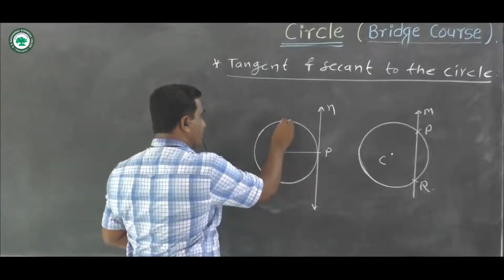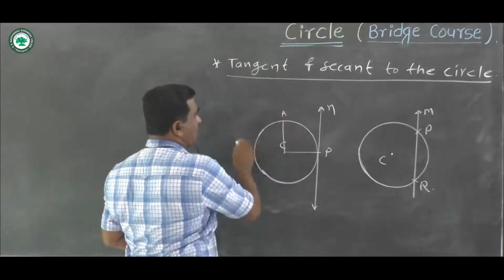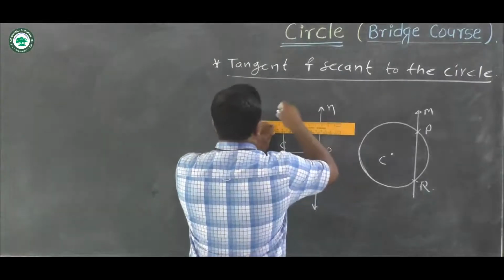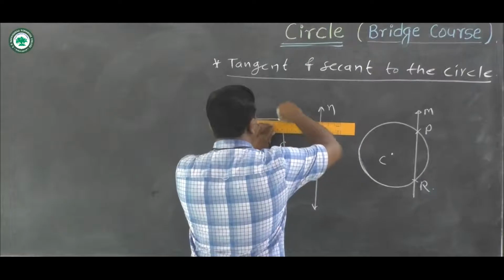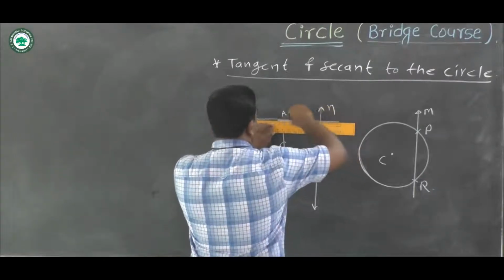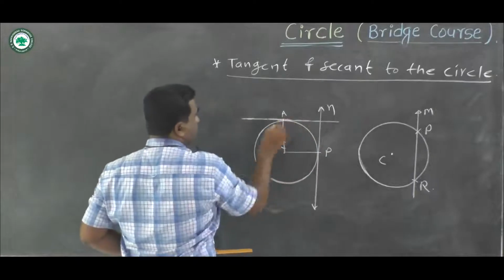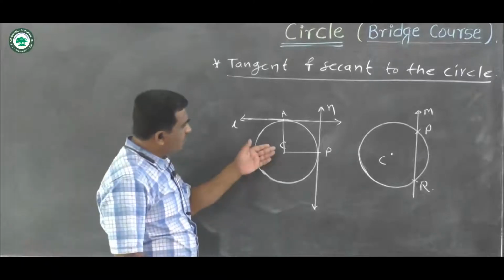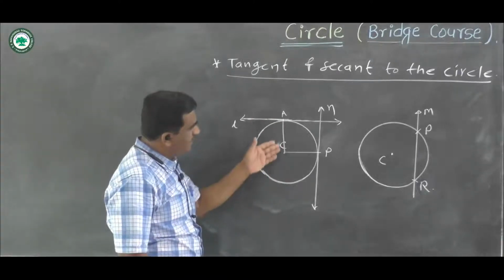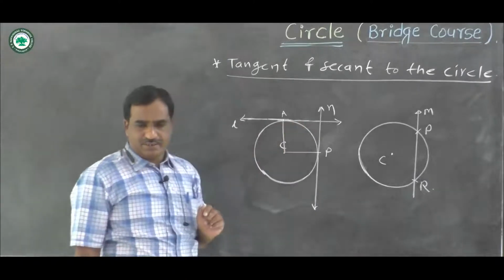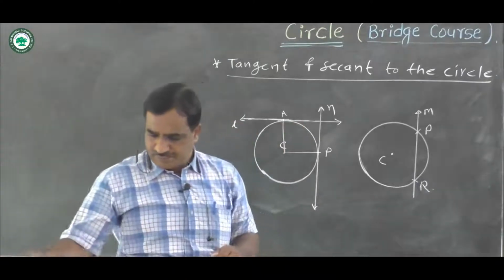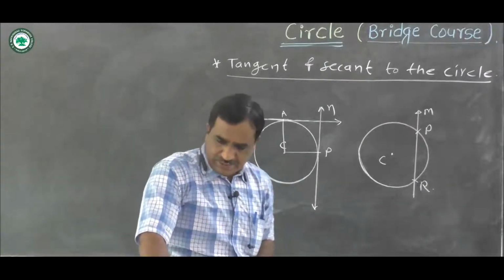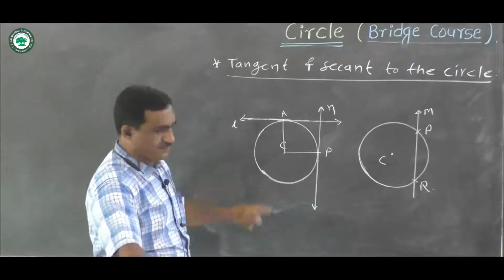We can draw a tangent here also. This is the radius CA, and if we draw a line passing through the point A, then this line L is also a tangent to the circle, and it is perpendicular to the radius CA. Therefore, there is one theorem or property in 9th or 10th standard: a tangent at any point of a circle is perpendicular to the radius of the circle.